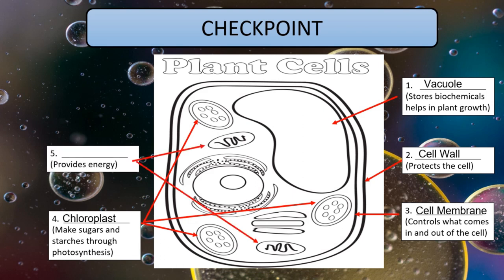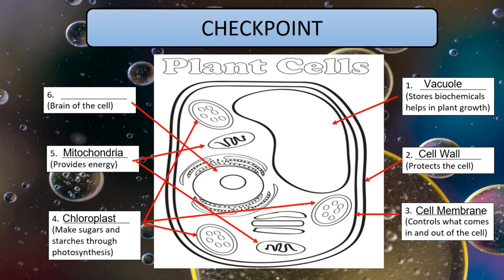And for number 5, it provides energy in the cell, also called the powerhouse of the cell. It is called the mitochondria. Check. Okay, very good. And for the last one in the plant cell, it is considered the brain of the cell. It is the nucleus. Okay, very good.